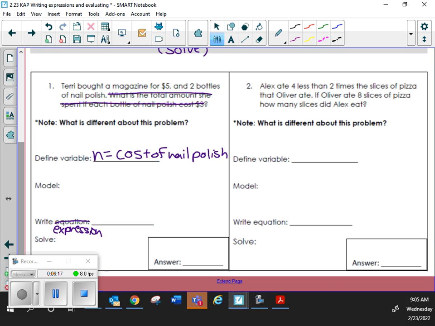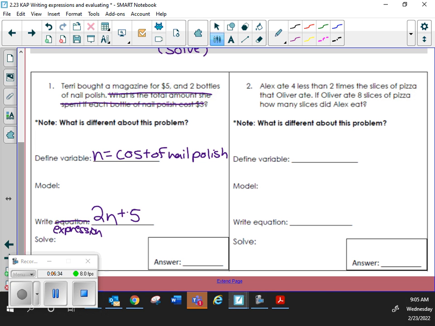Class, do y'all agree? Okay. First, we need to figure out the cost of the nail polish. So we're going to do 2 times whatever that cost is. And then we're going to add, because whenever you check out, you add those things together. You add the $5.